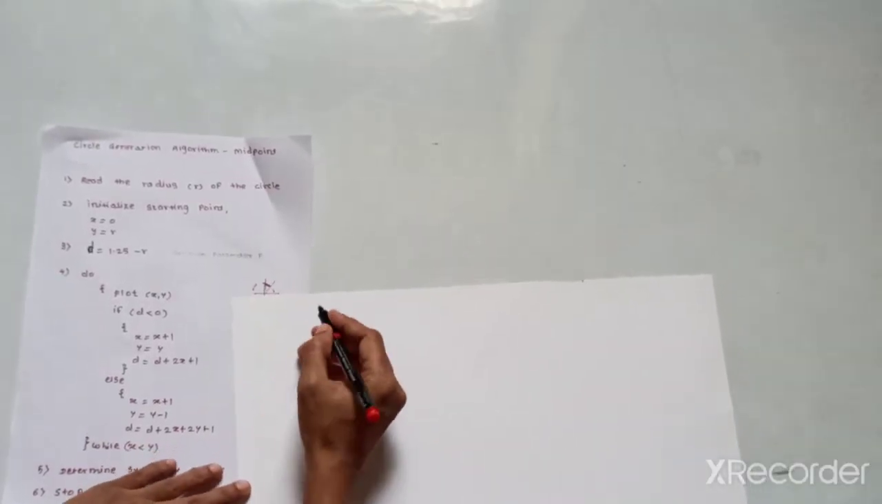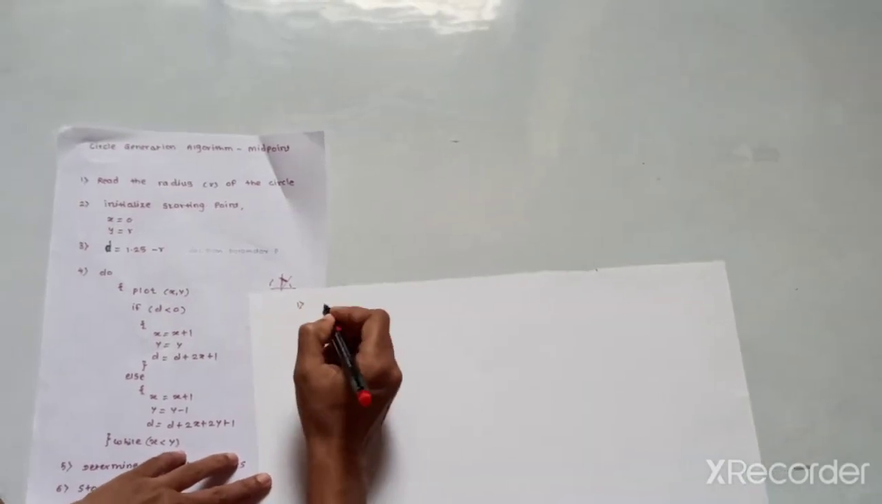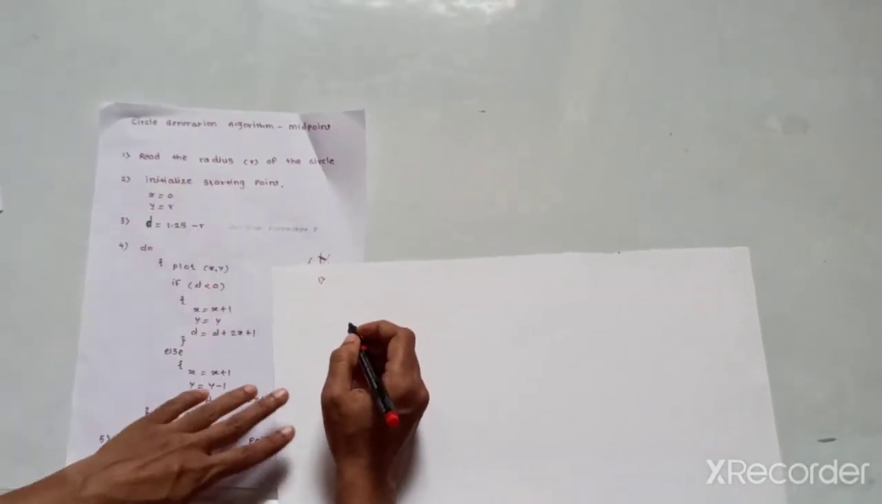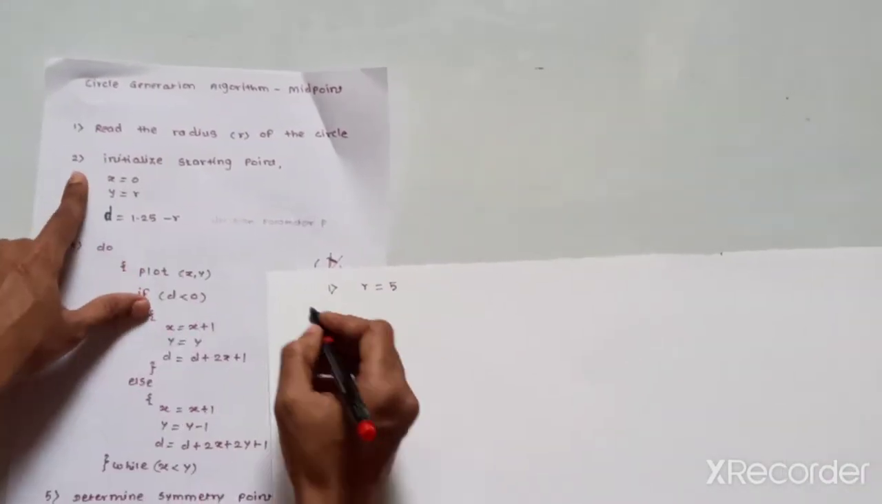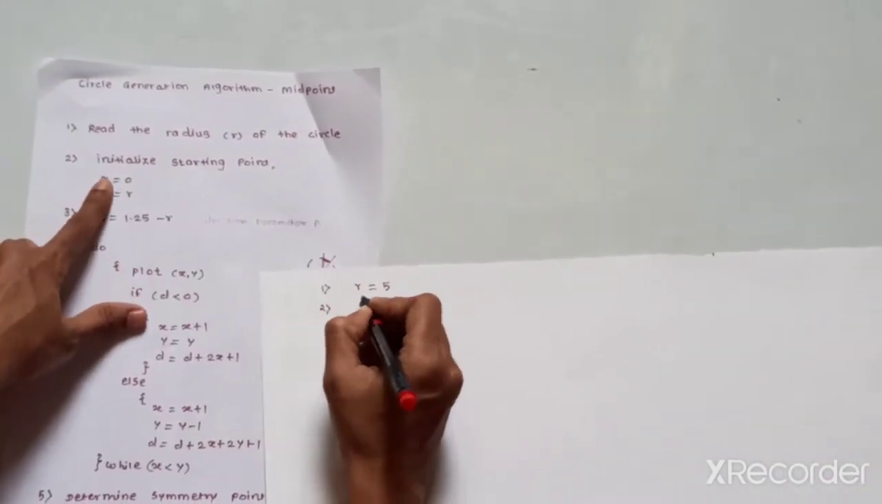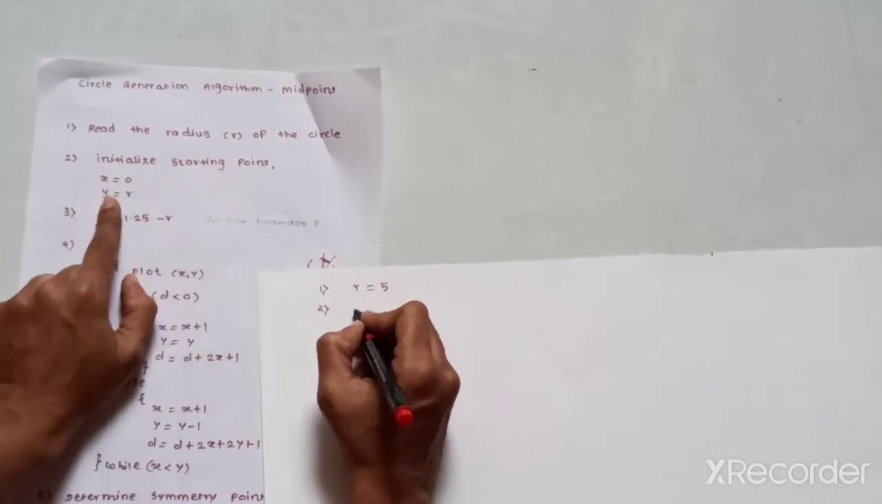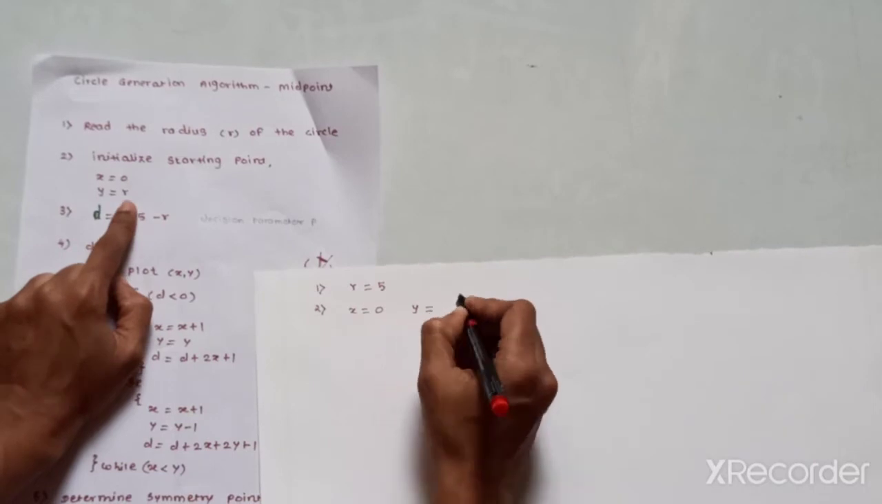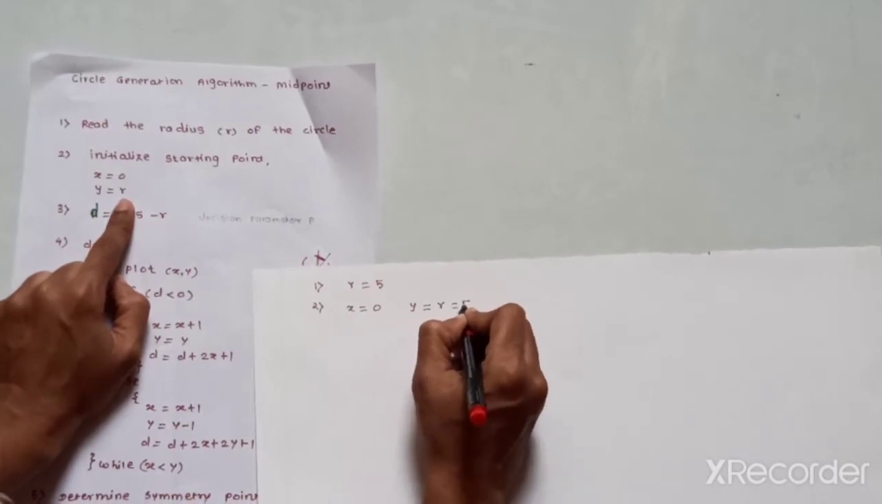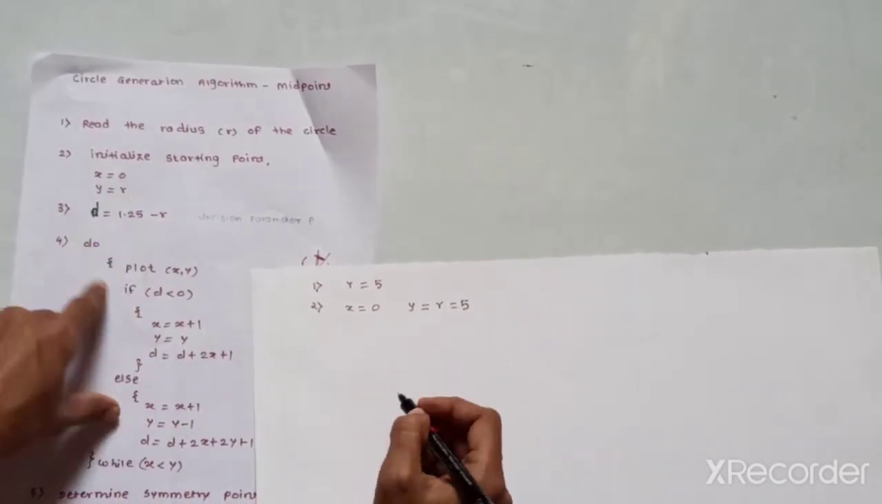So here, let us take radius r. According to our algorithm, read the radius r of the circle. So assume that r is equal to 5. What is our second step? According to step number 2, we have to initialize the starting point: x is equal to 0 as it is and y is equal to r. We have assumed here r as 5, so we are taking that one.